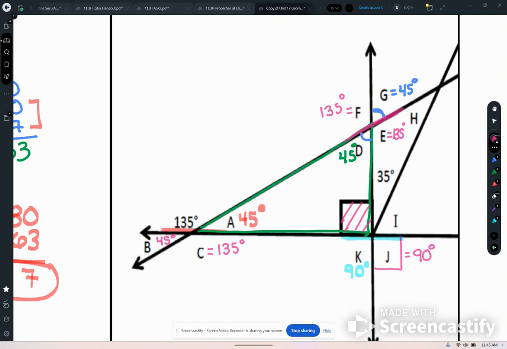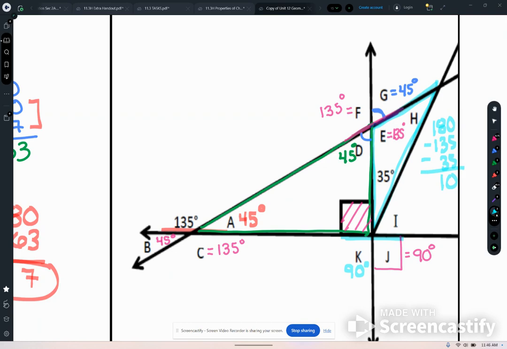We can find angle H because we now have another triangle. So we've got this triangle GHI. So we have this little blue triangle, and it also has to add up to be 180. So I can find angle H by going 180 minus 135 minus 35, which is going to give us the angle H is 10.